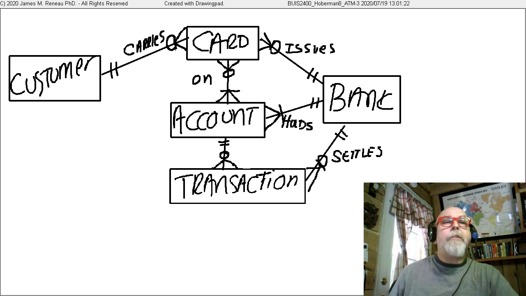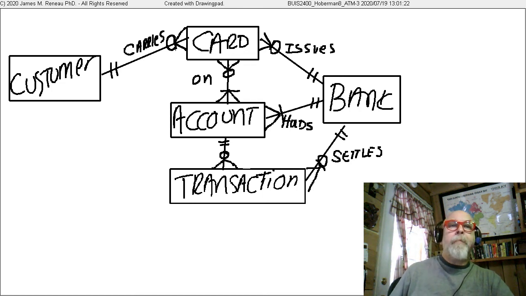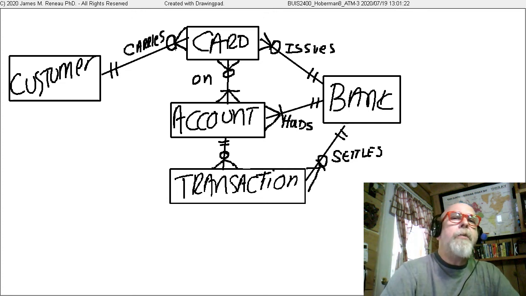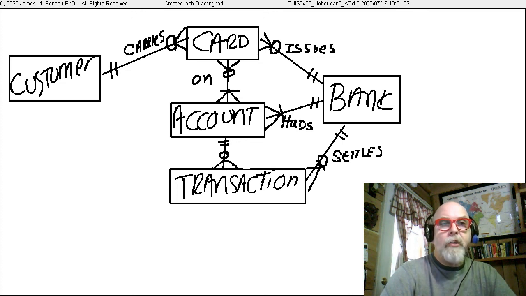Now, let's look at a transaction. An account can have 0 or more transactions, and a transaction belongs to one and only one account. So a withdrawal would be a transaction, a deposit would be a transaction, a balance inquiry would be a transaction. So we can just go through and look at all of the various transactions. And then notice that I have a bank settles a transaction.